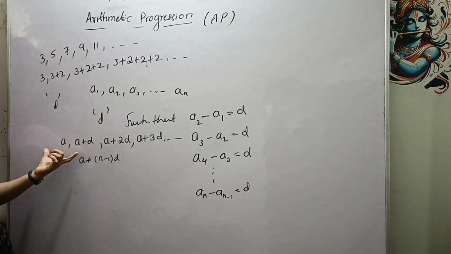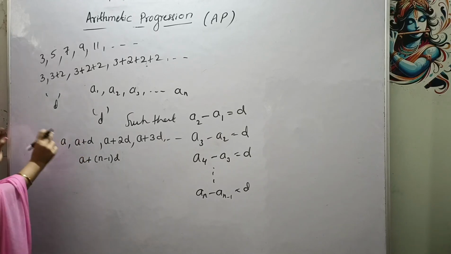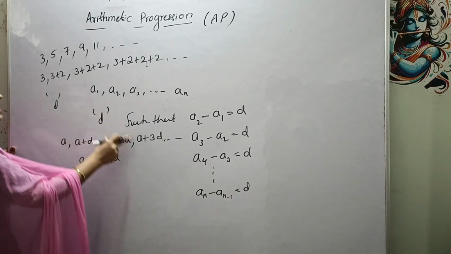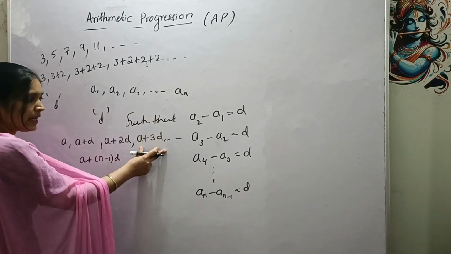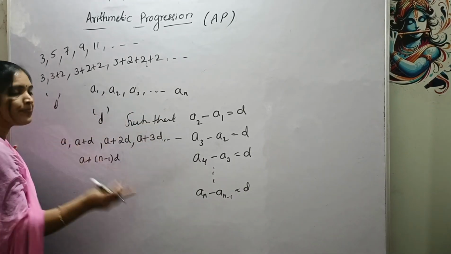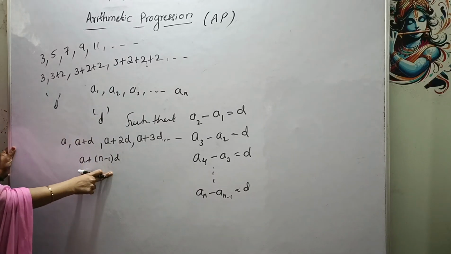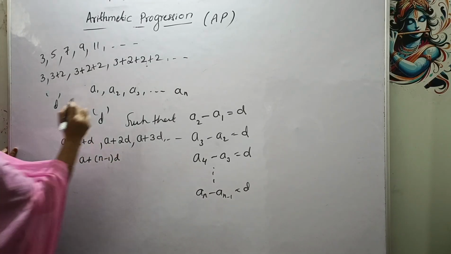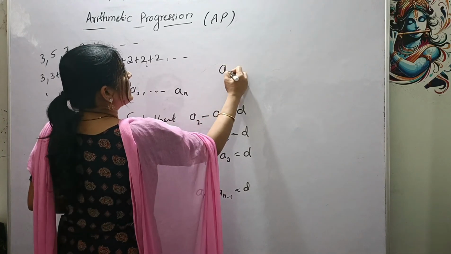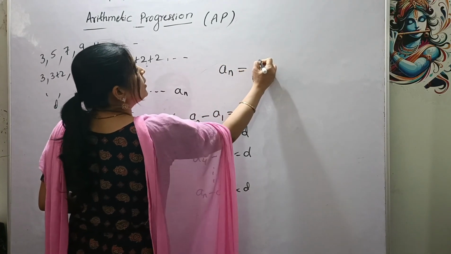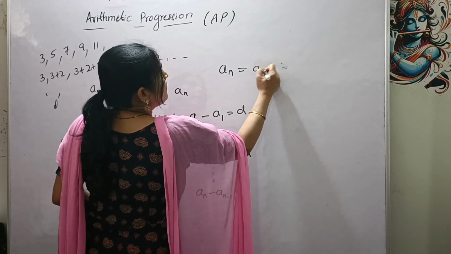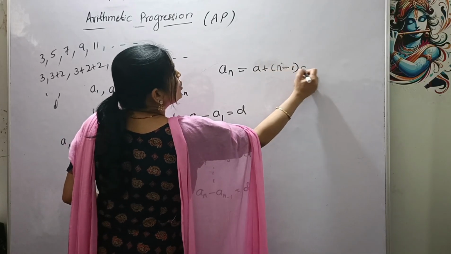Okay? That is, in general, we can write the arithmetic progression in this form. a is the first term, the next term is a plus d, a plus 2d, a plus 3d is the fourth term, etc. The nth term is a plus (n minus 1) into d. That is, here we can write the nth term an is equal to a plus (n minus 1) into d.